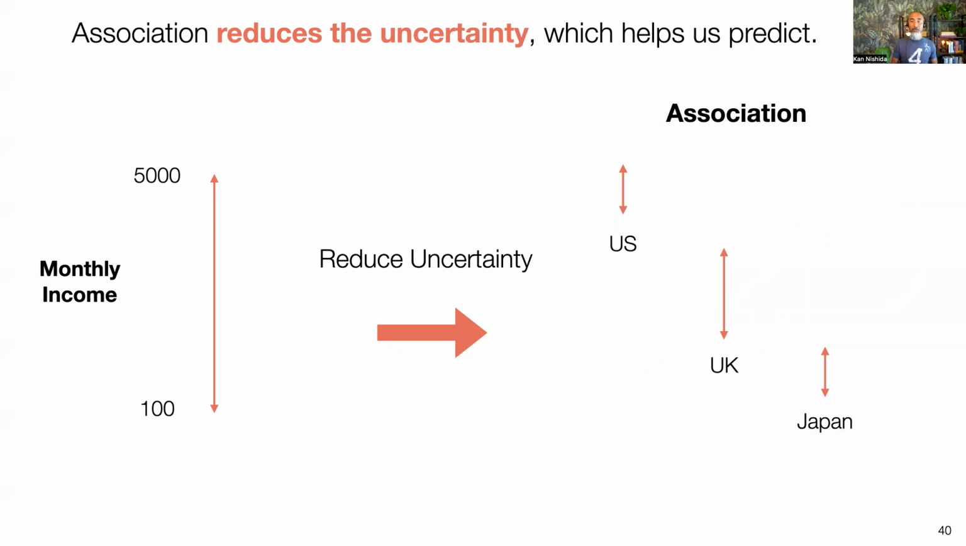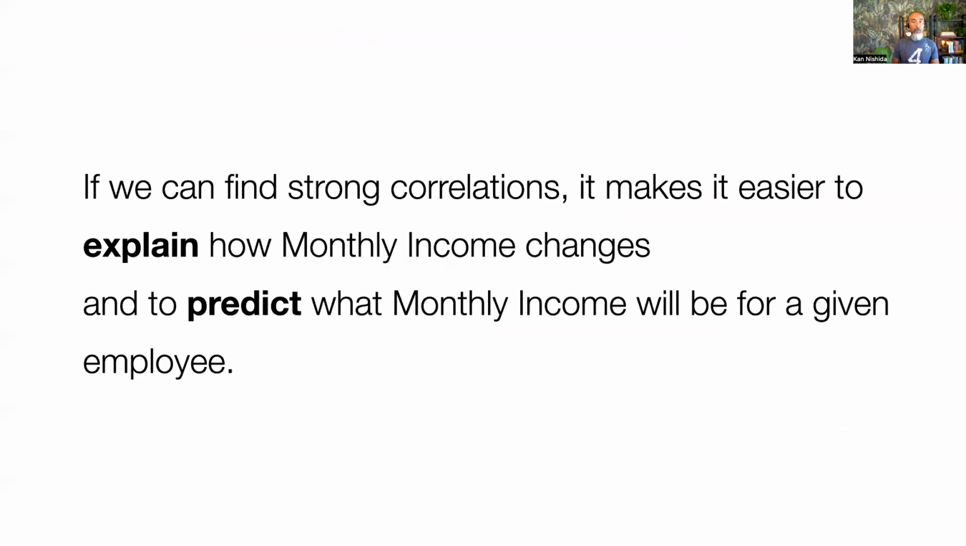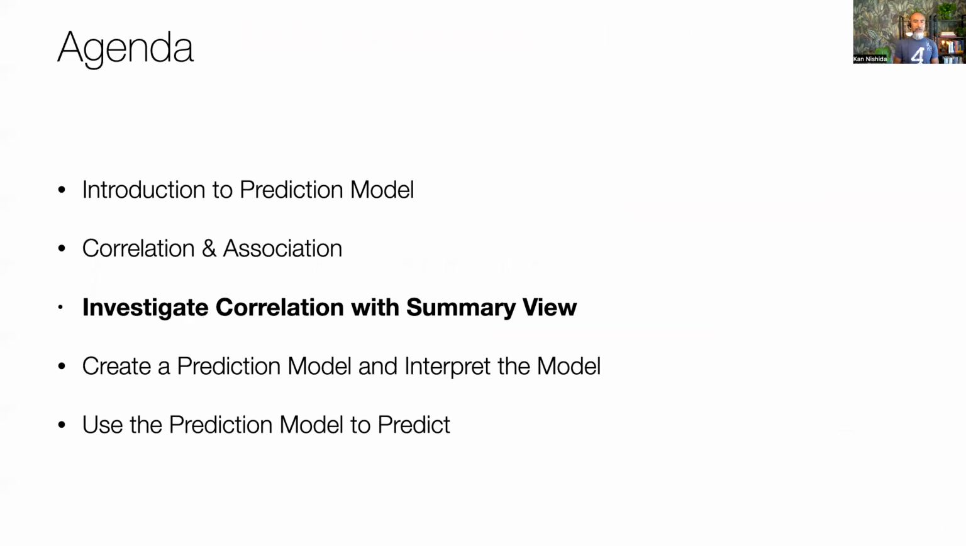Better understanding of the correlation or association, or if there is a correlation or association in the data, then we can use that as part of the formula or set of rules. So if we can find such strong correlations, then it makes it easier to explain, in this case, how the income changes in this organization. And not only being able to explain, but also use that knowledge to predict what the income would be for a given employee. Okay, so that's the basic of a prediction model, sort of like a mechanism.